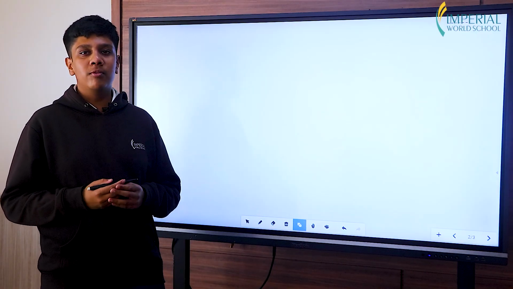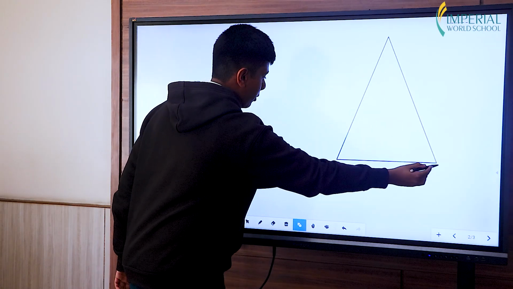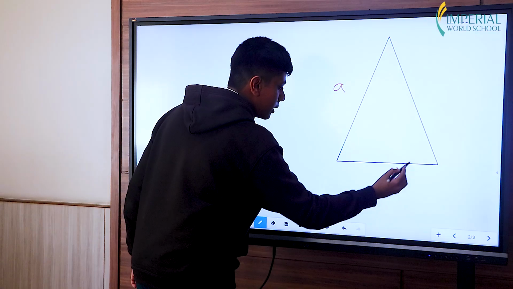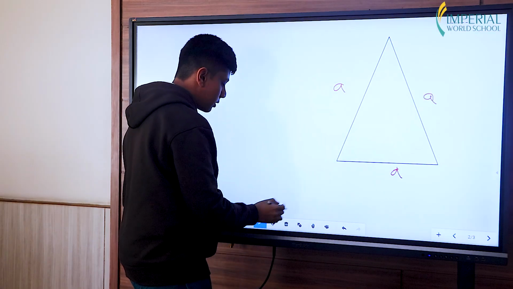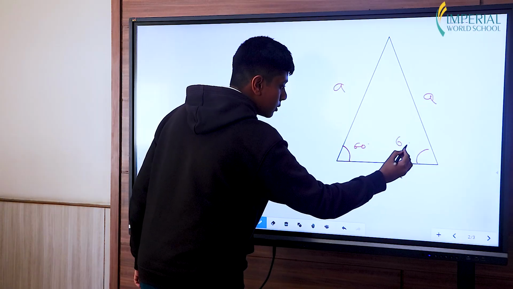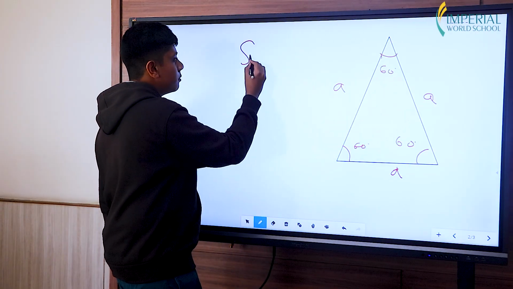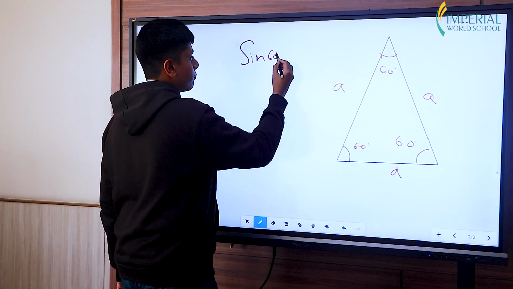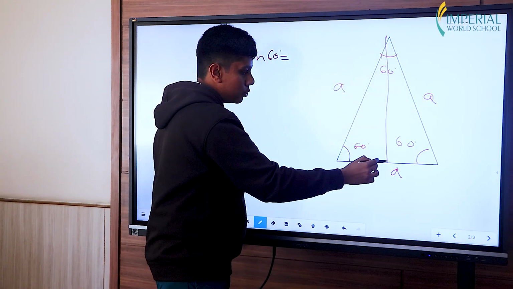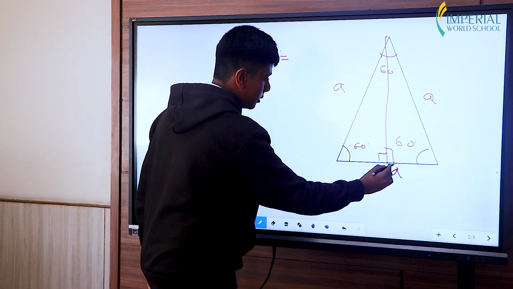Now let's prove the value of sine 60 degree. Let's make an equilateral triangle like before, name its sides as a, a and a, and its angles as 60 degree, 60 degree and lastly 60 degree. Now to prove sine 60 degree, we can divide this triangle into two halves by a line called the median, and it will make two right angle triangles.